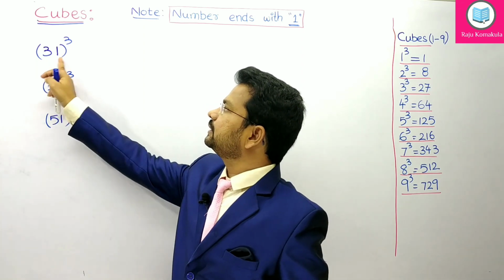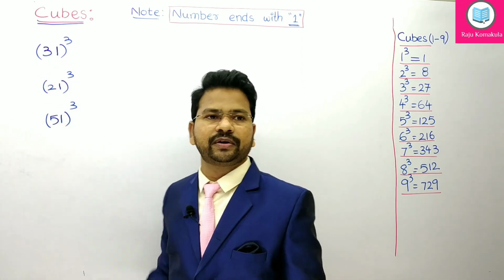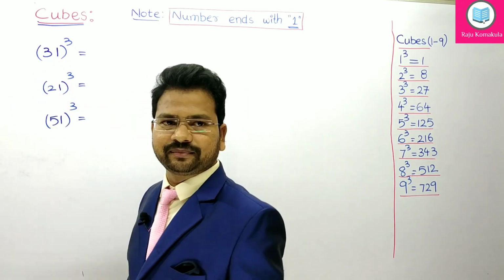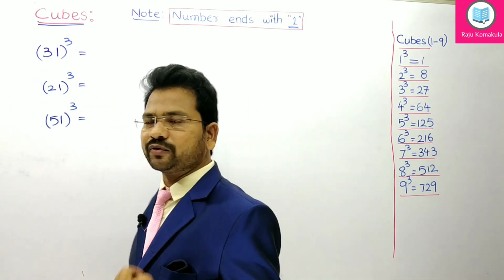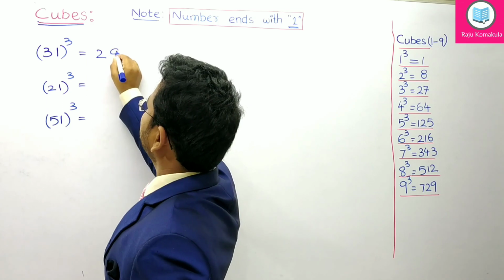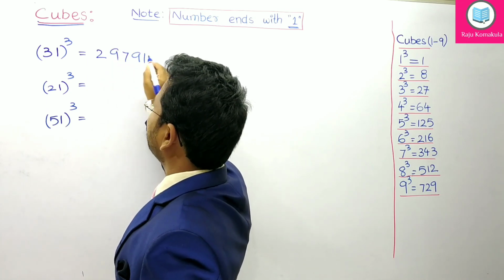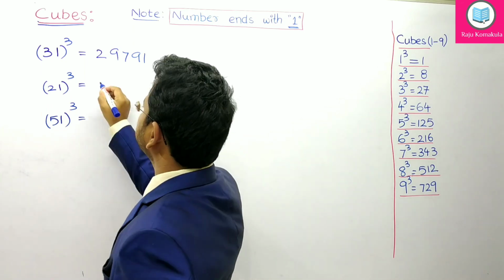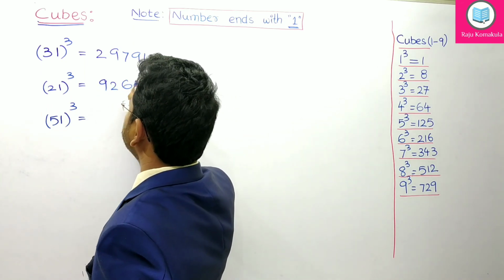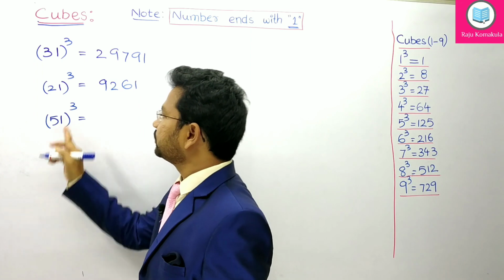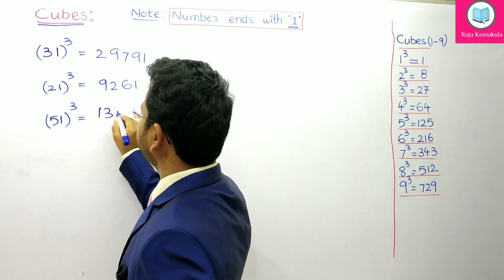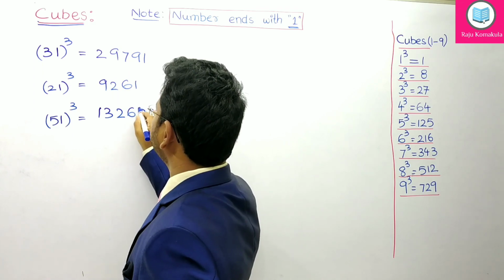Can you see here? 31, 21, 51. Now, the cube of 31, I will tell you in 2 seconds. Observe it: 2, 9, 7, 9, 1. The cube of 21 is 9, 2, 6, 1. The cube of 51 is 1, 3, 2, 6, 5, 1.